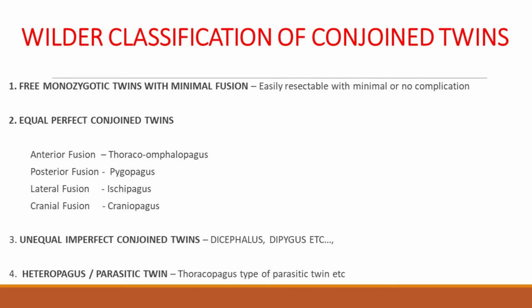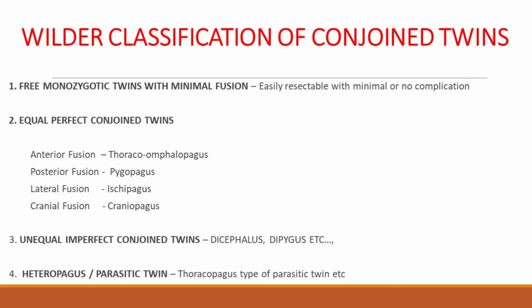In his classification, he gives 4 types of conjoined twins. First one is free monozygotic twins with minimal fusion. They are almost normal symmetrical twins with fusion of only small parts. Already discussed as fusion of tip of the little fingers or toes. It gives the best prognosis as they are easily resectable with no complications or less complications.